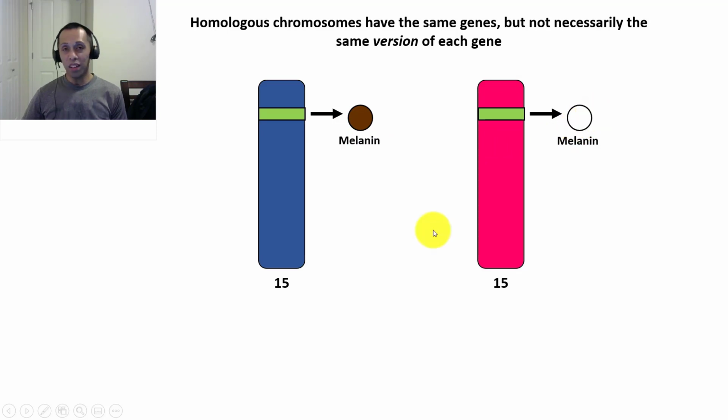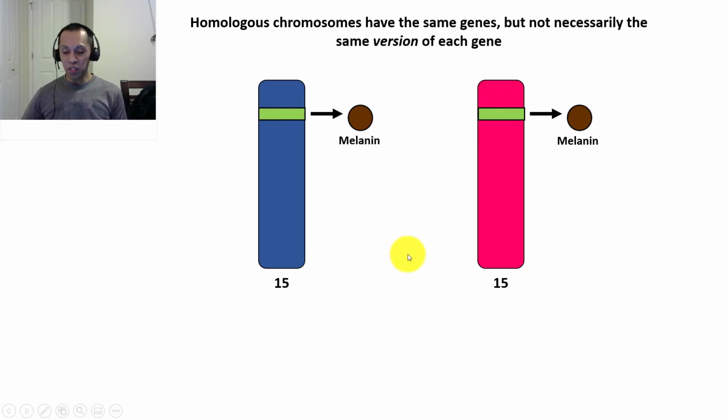Another possibility is that someone could inherit a chromosome number 15 from the father that has the version of the melanin gene on it that encodes for the colorless melanin pigment protein. And so if this is the pair of chromosome number 15s that someone happened to inherit from their parents, if you take a look at their actual skin tone, it's going to be a lot lighter compared to someone who inherited these versions of the melanin gene from their parents.